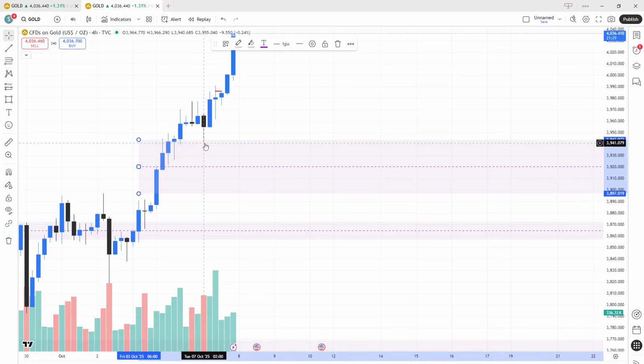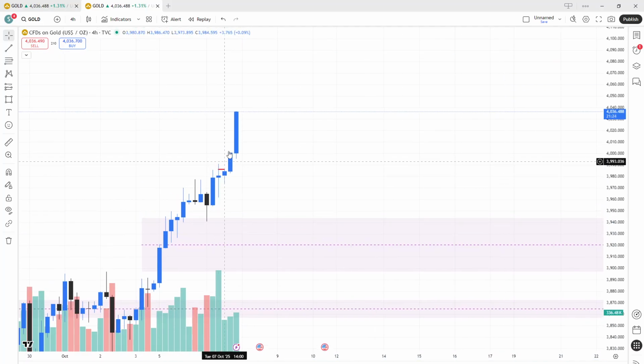There was a pullback into the zone, right? And then price continued to go up. So this was actually just yesterday, I believe. Just yesterday. Let me see.